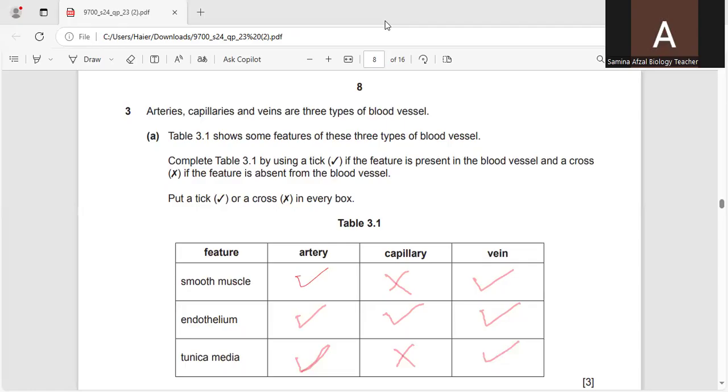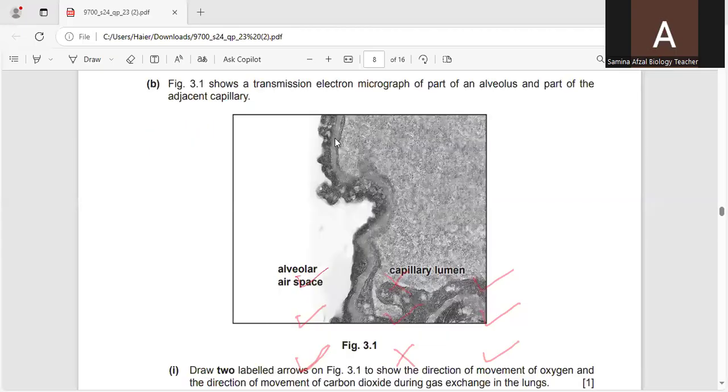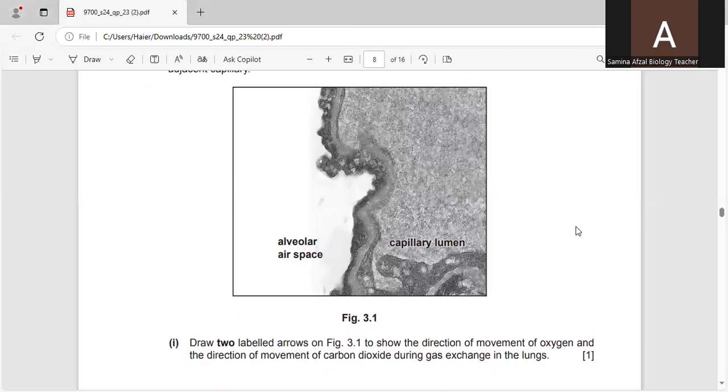Now we are moving towards the next question. Now the next question is, figure 3.1 shows a transmission electron micrograph of part of an alveolus and part of the adjacent capillary. So here you can see both of them. Alveolar airspace is there and capillary lumen is there. And then you can see the capillary.